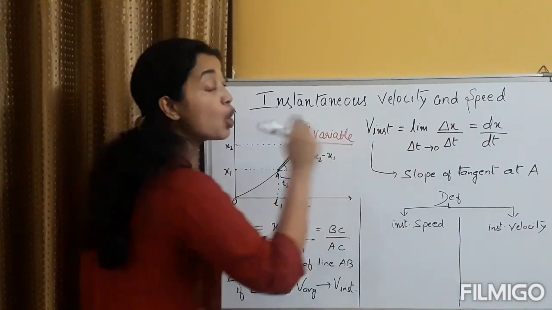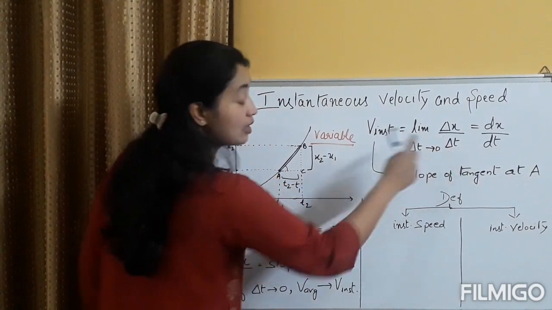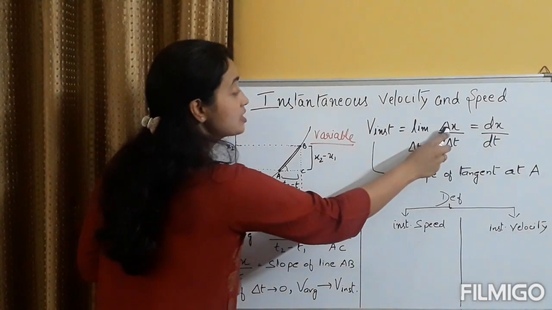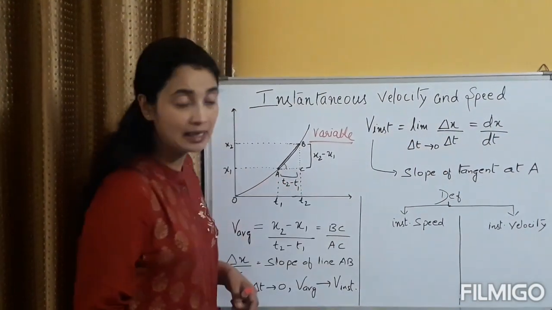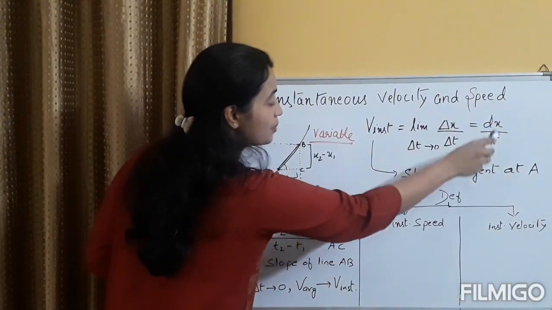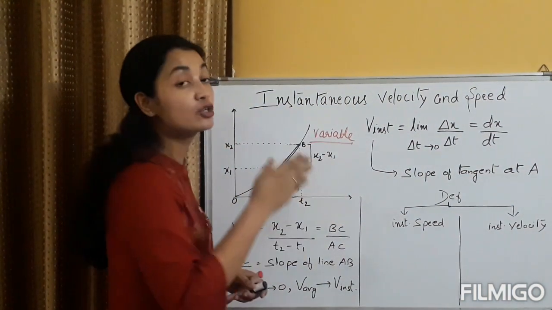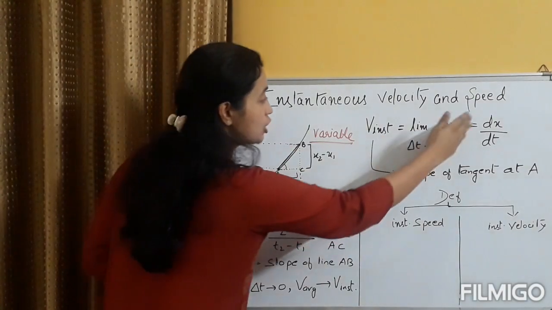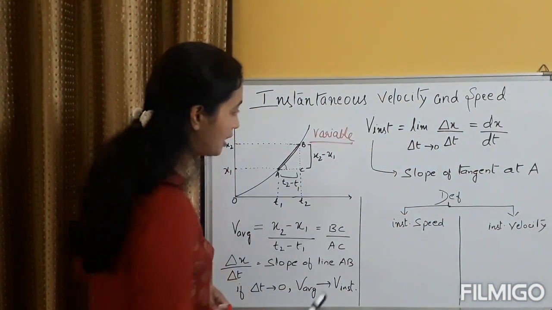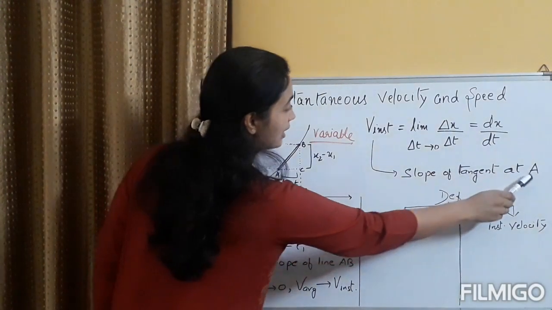When the time interval is so small that it is almost close to 0, then delta x by delta t, what do you call delta x? If you remember in calculus, it is a big change in x upon a big change in t. But when the change in t is approaching 0, this becomes dx by dt. What is dx by dt? It is the rate of change of x with respect to t, or a small change in x with respect to a small change in t. And this V instantaneous is nothing but the slope of the tangent at the point A.